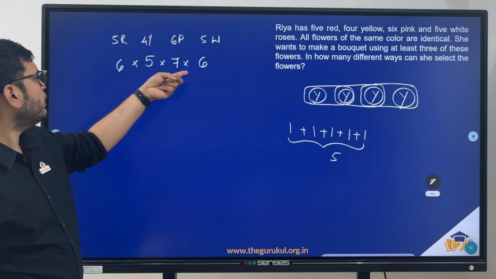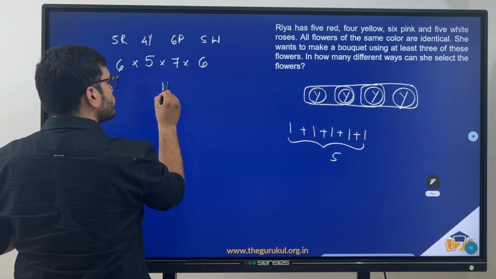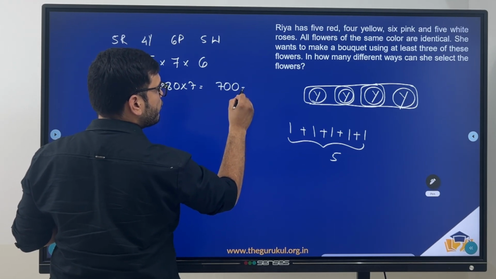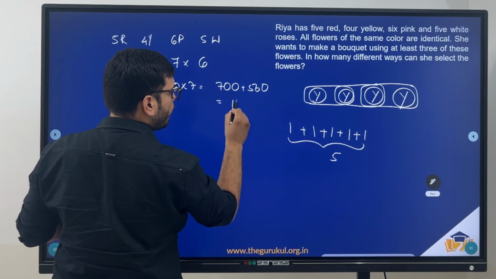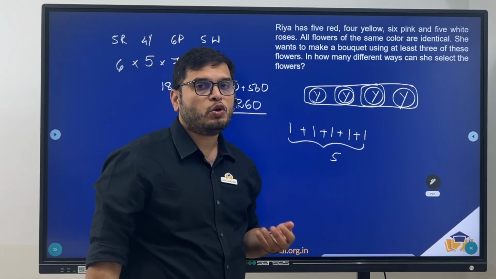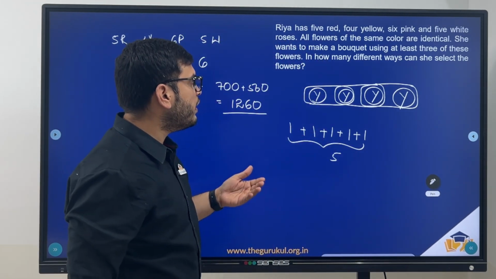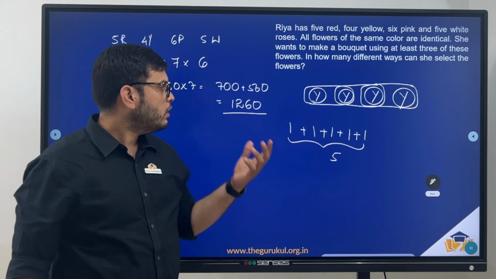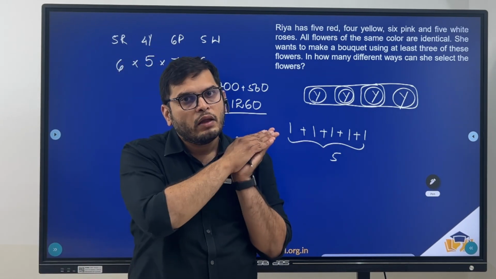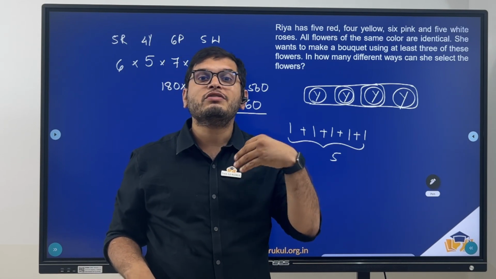So 5 into 6 is 30, 30 into 6, 180, 180 into 7. So that would be 700 plus 560, which is nothing but 1260. Right. So in total you have 1260 ways. But we are given a condition here. She wants to make a bouquet using at least 3 of these flowers. So in these 1260 ways, we have some ways where she's not picking any flower, she is picking one flower, she is picking 2 flowers. So we need to subtract those.